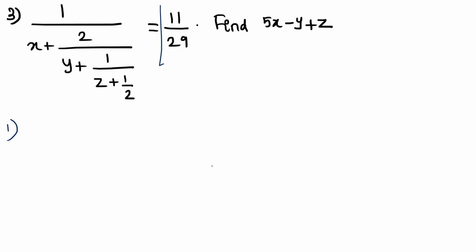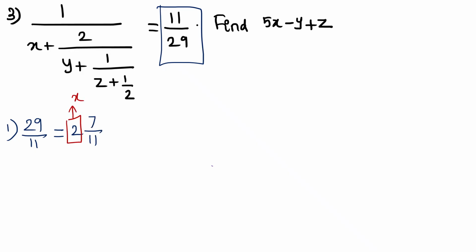The first thing, write the reciprocal of this, that is 29 by 11. Then write in the mixed format. After writing in the mixed format, you will know that this is your x value. Since your x value straight away is 2, you have to write the reciprocal. Reciprocal you will be writing, that is 11 by 7. After finding the reciprocal, multiply by 2, you will get 22 by 7. This 22 by 7 you are going to write in terms of the mixed number, that is 3 1 by 7.